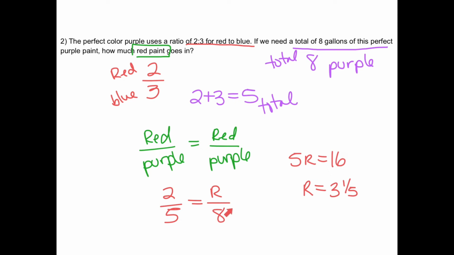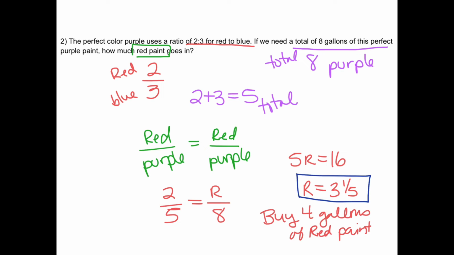Now in this problem, cross multiplying gave me 5R equals 16. Divided by 5, I get 3 1/5. So because you can't buy 1/5 of a gallon of paint, I'm going to go ahead and say that we are going to need to buy 4 gallons of red, but we're just not going to use all of it. But we do need to buy 4 gallons of red paint. But the most correct calculated answer is that we need 3 1/5 or 3.2 gallons of the red paint to get the perfect purple for 8 gallons.